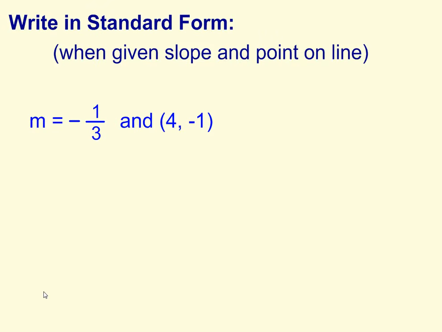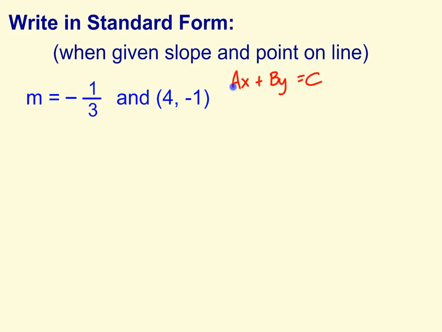Okay, here we have our third slide of our standard form notes. We have to write an equation in standard form when given slope and point on a line. So again, standard form is ax plus by equals c. But before we even worry about that, we need to have an equation of a line. So anytime that you need to write an equation, we always start out in point slope form.